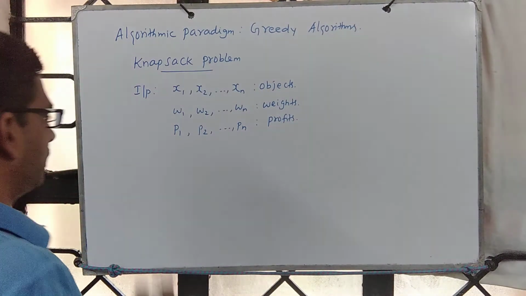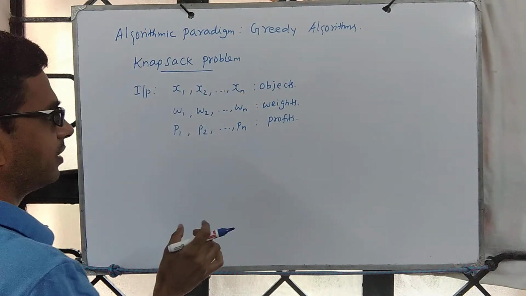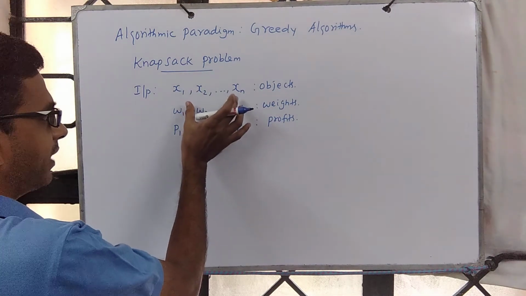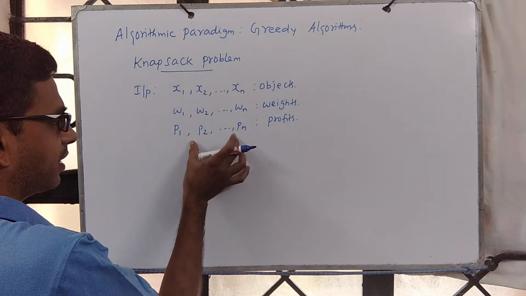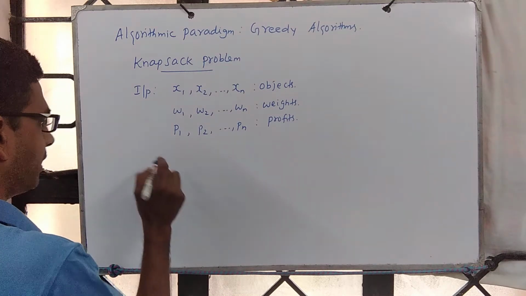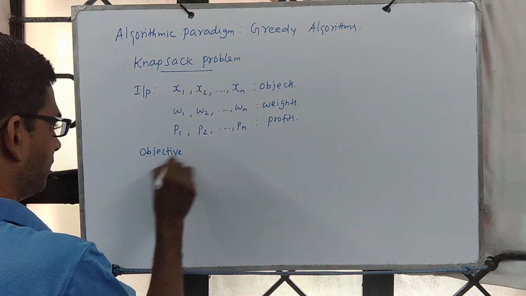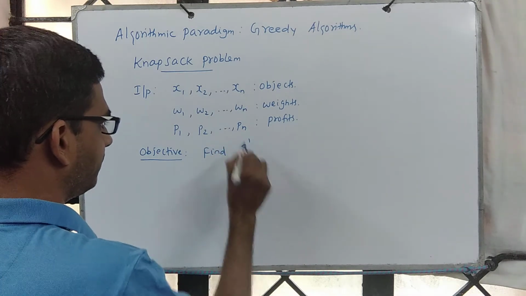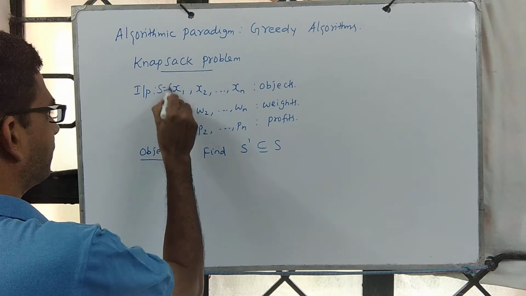Okay. So now the idea is this. You have a bag or a knapsack where you want to pack objects. And you want to pack as many objects as possible in such a way that the profit earned is maximum. So what is it that we are asking for? The objective is this. The objective is to find S prime, a subset of S. Let me say this one is S. It is a set of objects.